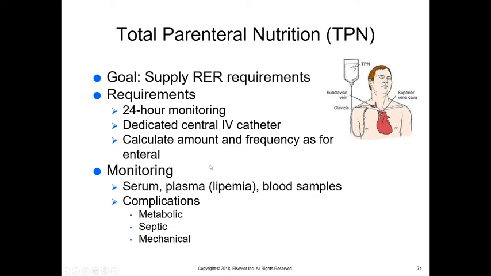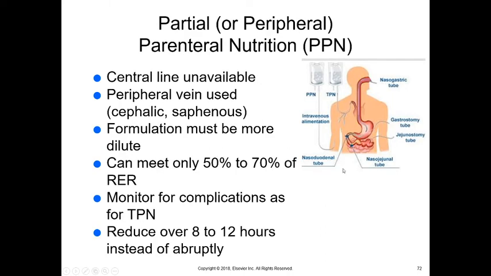And it takes a lot of math. You've got to calculate the amount and the frequency, just like we would if we were going to feed them. Monitoring, we're going to take serum, plasma, blood samples. We want to look for metabolic, septic, and mechanical complications when we're giving this TPN. This has to be given extremely aseptically, so without any bacteria introduced, because we're going directly into the center line. We could cause a serious blood infection.